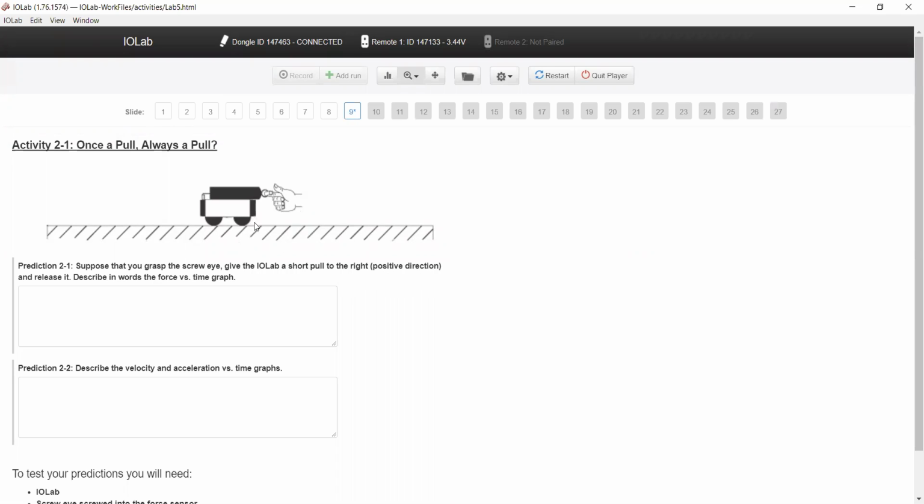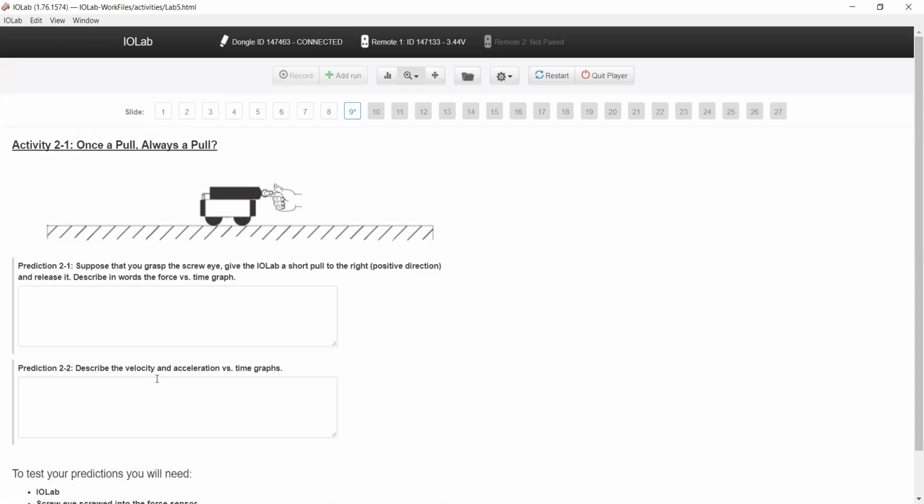So we'll be applying some force, so it will be positive force. Does it say constant force? I don't think so, we just need a short pull. There will be a positive force in the beginning in the force sensor, and after that the force will go down to 0 when you release it, because we are not applying any force to the force sensor. Now describe the velocity and acceleration versus time graph.